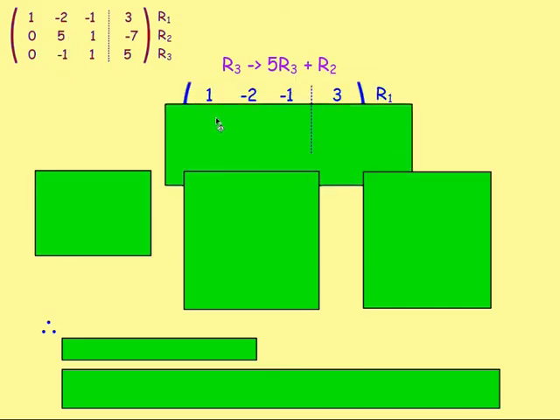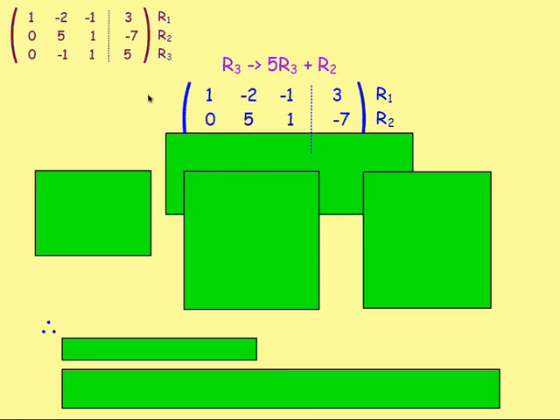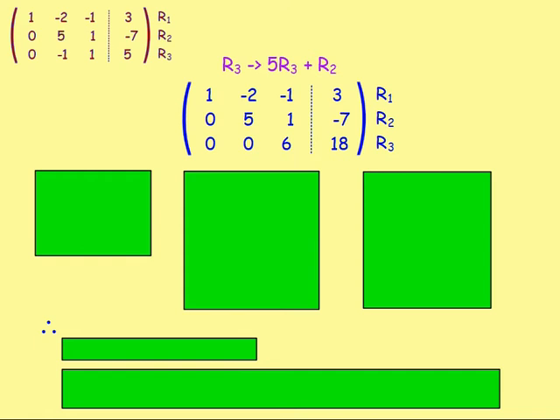So keep row 1 just as it is. Keep row 2 just as it is. And with row 3, it's 5 times row 3 add row 2. So 5 times 0 add on 0 will give us 0. We'd have 5 times -1, so -5 add on 5, which will give us 0. We'd have 5 times 1 add on 1, which gives us 6. And we'd have 5 times 5, which is 25, add -7, which gives us 18.